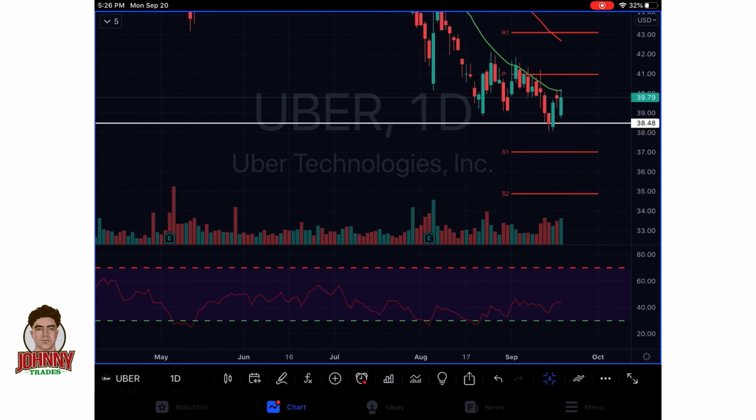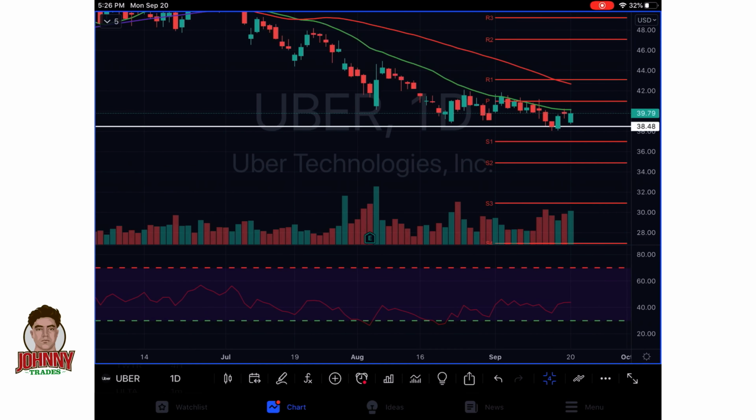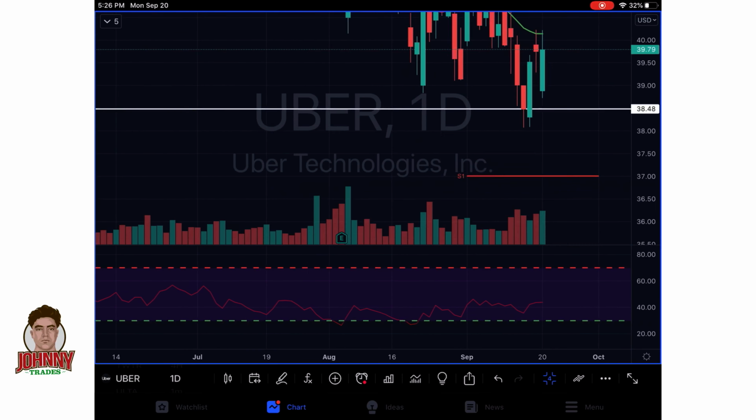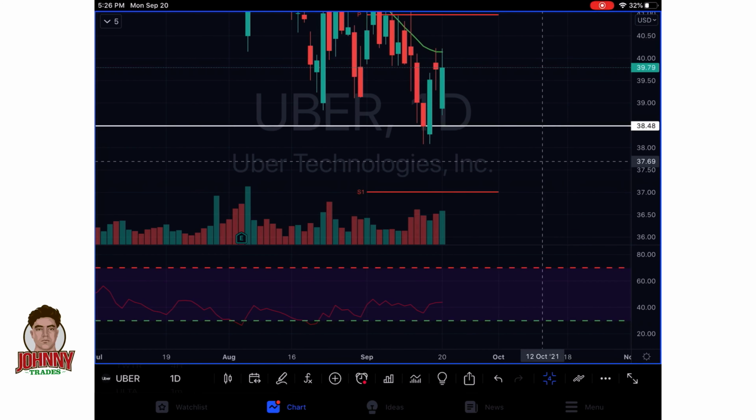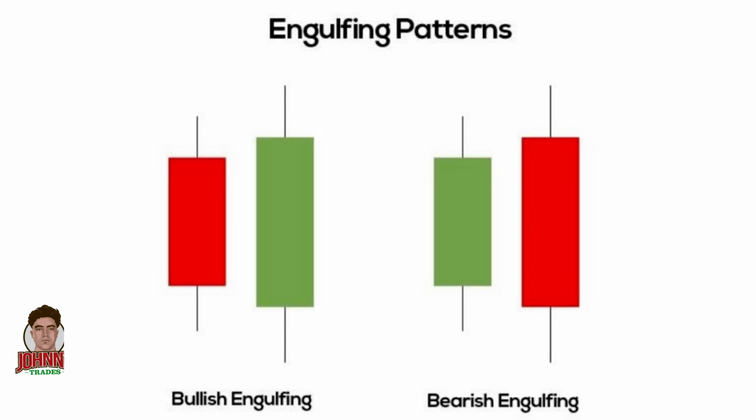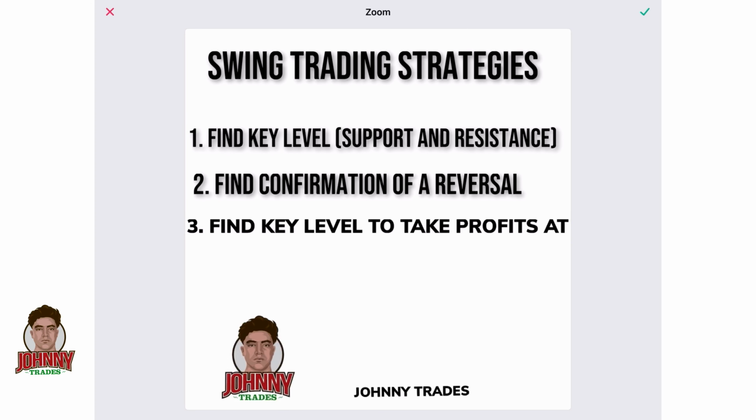Here we do see confirmation on Uber. We see a bullish engulfing, which is a bullish candlestick. It opened lower than the previous red candle and closed higher than the red candle. So you could take calls once you see this type of candlestick near the end of day of the bullish engulfing candle, so you could take calls during that day. That's our second confirmation of a reversal.